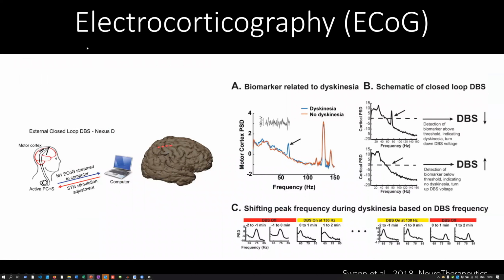So electrocorticography, or ECOG, has, especially by Phil Starr in California, been suggested to be another way to use a clinical brain computer interface to adjust stimulation to specific aspects of the disease, and also to the presence of side effects, by evaluating phase amplitude coupling, but also high gamma band oscillations that are present during stimulation and can be used as a biomarker to adjust the stimulation parameters.